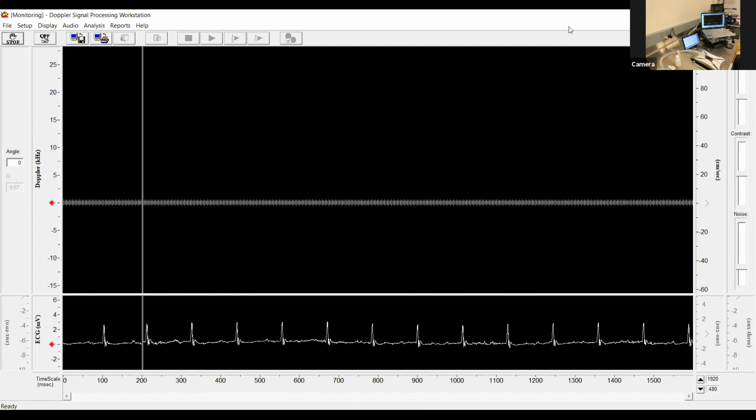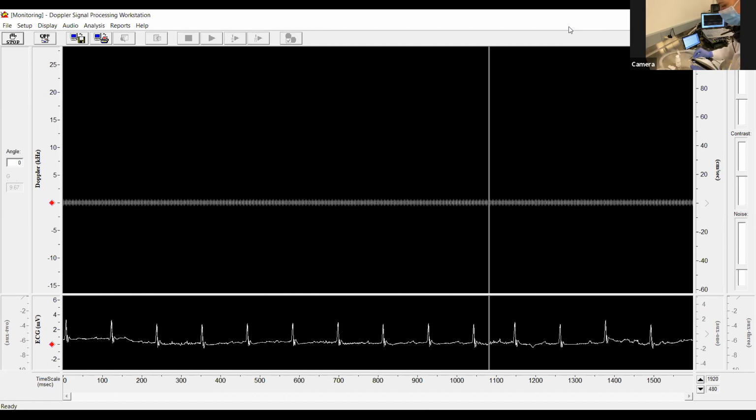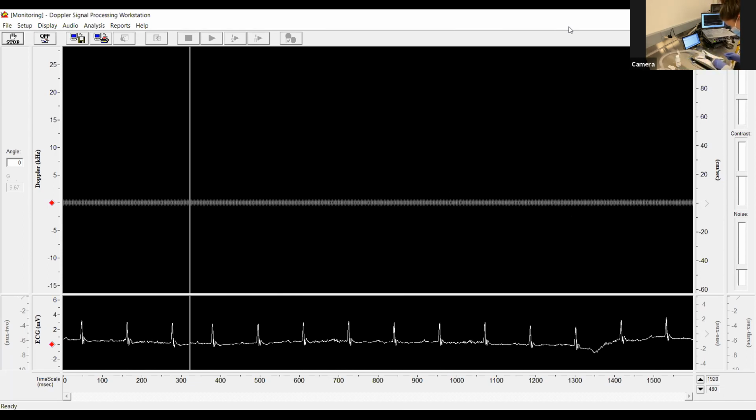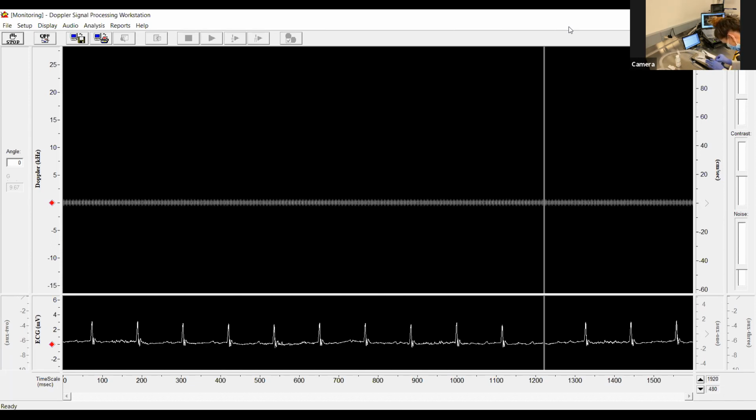Okay, so now we can start to see the nice strong ECG signal on the screen. And then we'll just monitor the temperature to make sure that the animal's keeping a nice physiological level. So we can see the heart rate's about 520 beats per minute.